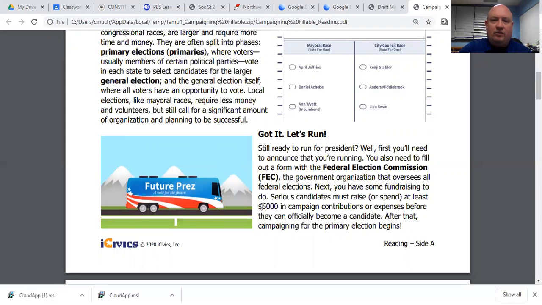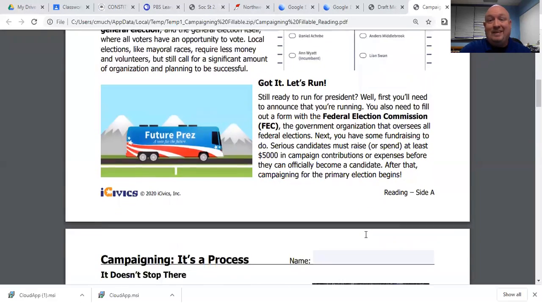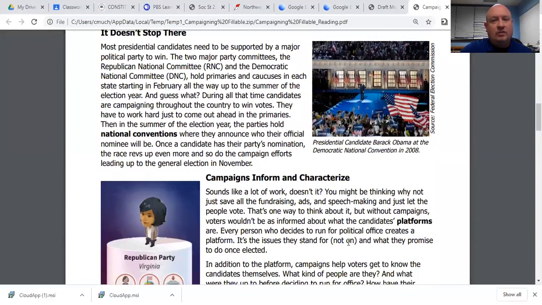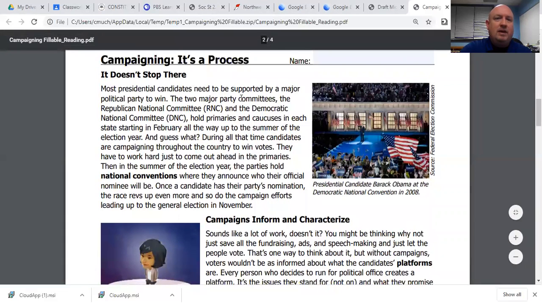Next, you have some fundraising to do. Serious candidates must raise or spend at least $5,000 in campaign contributions or expenses before they can officially become a candidate. After that, campaigning for the primary election begins. It's going to be a lot more money than that nowadays, at least at the federal level. Campaigning, it's a process. It doesn't stop there.